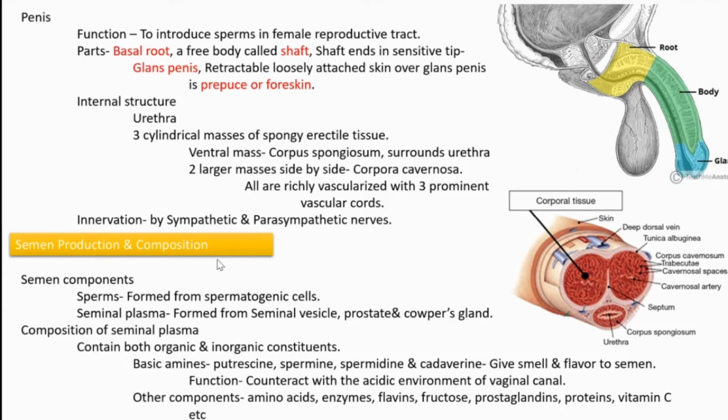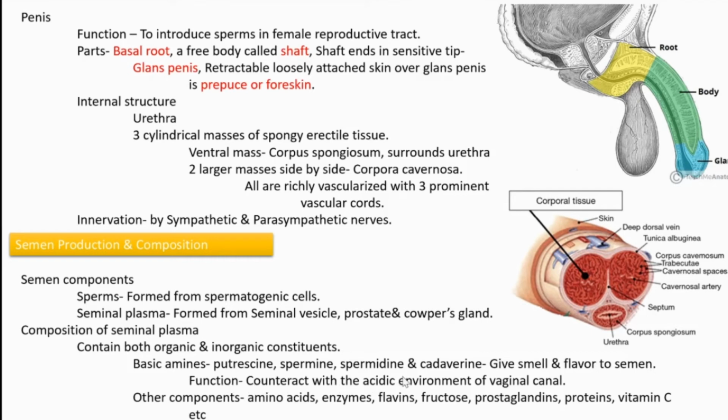Next, semen production and composition. Semen consists of sperms and seminal plasma, a fluid portion. That fluid portion is formed from the seminal vesicle, prostate and bulbourethral gland. Composition of the seminal plasma: it contains both organic and inorganic constituents. It contains certain basic amines like putrescine, spermine, spermidine and cadaverine, and all these are responsible for the smell and flavor of the semen. And what is the function?